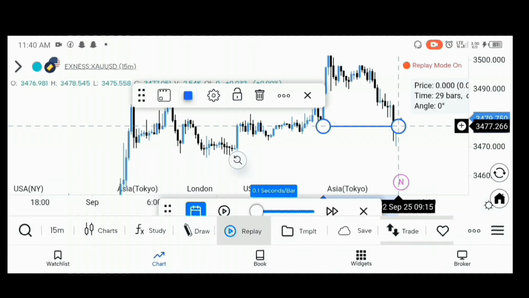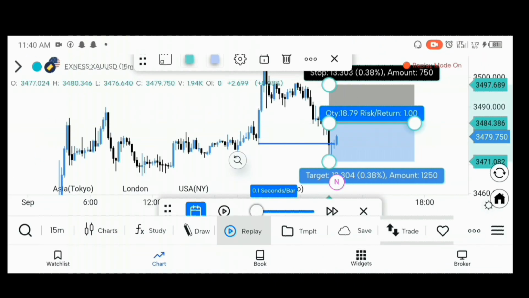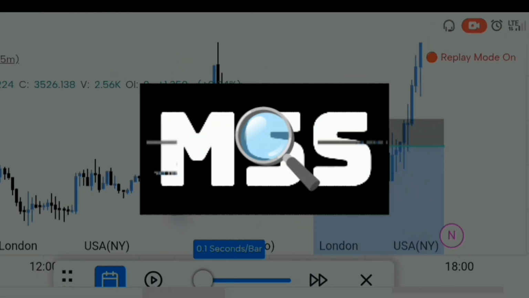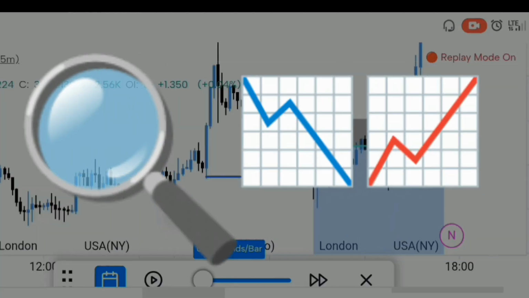Ever wondered why a trade flips against you right after entry? The answer is often the market structure shift. In this video, I will break down MSS, how to spot it, and how to actually trade it profitably.